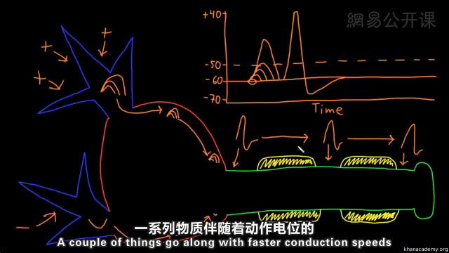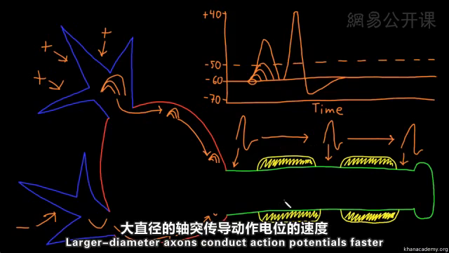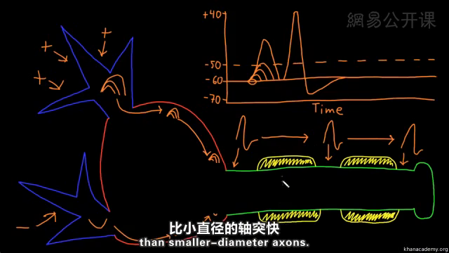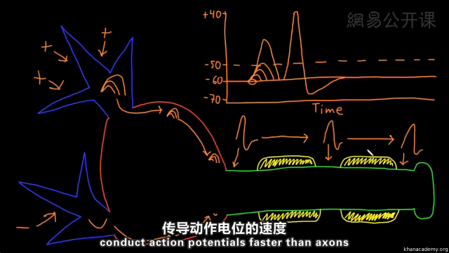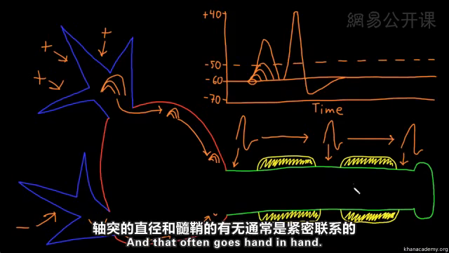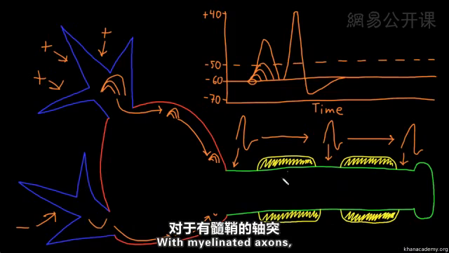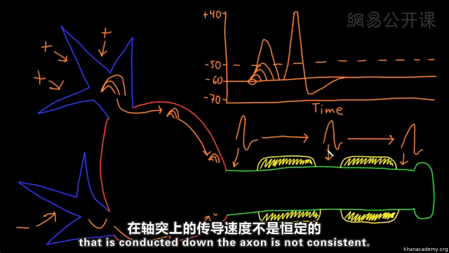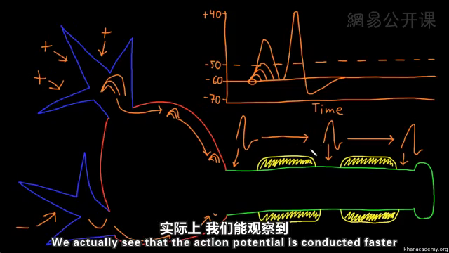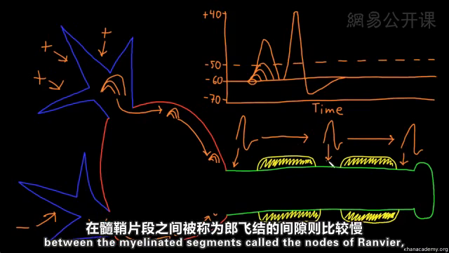A couple of things go along with faster conduction speeds for action potentials. Larger diameter axons conduct action potentials faster than smaller diameter axons. And myelinated axons that have a myelin sheath conduct action potentials faster than axons that don't have a myelin sheath. And that often goes hand in hand. We usually see myelin sheaths on larger diameter axons. With myelinated axons, the speed an action potential is conducted down the axon is not consistent. We actually see that the action potential is conducted faster through the myelinated segments than through the gaps between the myelinated segments called the nodes of Ranvier.